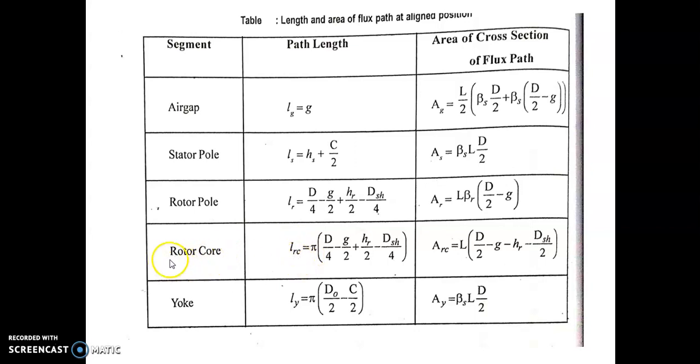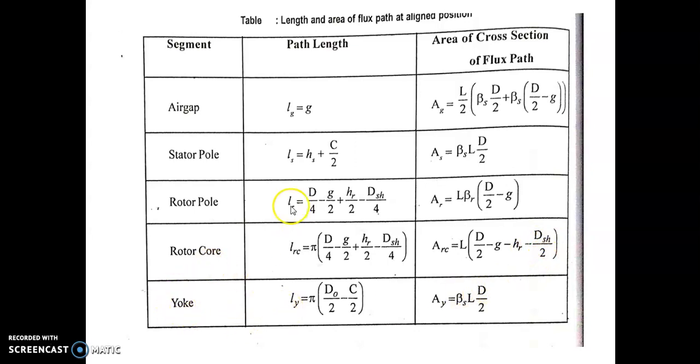Since it is a rotor core, the first letter R and the second word's first letter C are combined together, so we get LRC, which is equivalent to pi into D by 4 minus G by 2 plus HR divided by 2 minus DSH divided by 4, which is the same as the rotor core. The only difference is it is multiplied by pi. Where the area of cross section of the flux path ARC is nothing but L into D by 2 minus G minus HR minus DSH divided by 2.